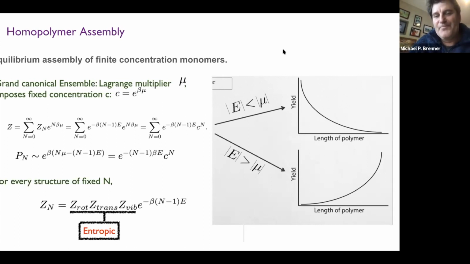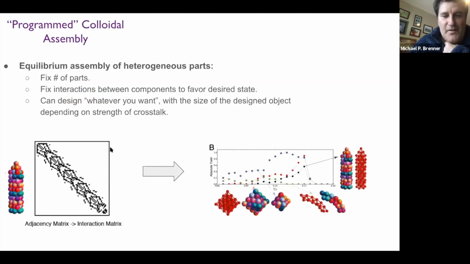One is that if the binding energy is smaller than the chemical potential, namely that the monomers are happier in solution on their own than sticking to each other, then you will get a distribution of yield of structures that decays with the length of the polymer. Whereas in the opposite case, where the binding energy is bigger than the chemical potential, you will get the opposite thing. That's basically what happens in this homopolymer assembly problem. Now, those are the baseline problems, as it were.